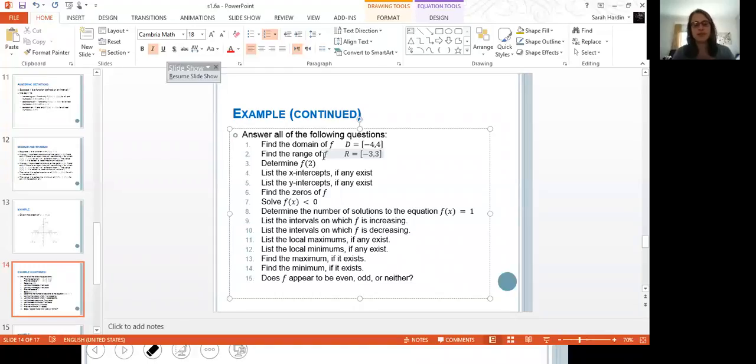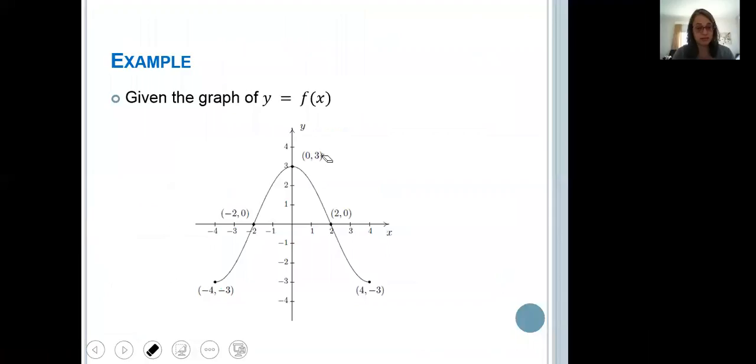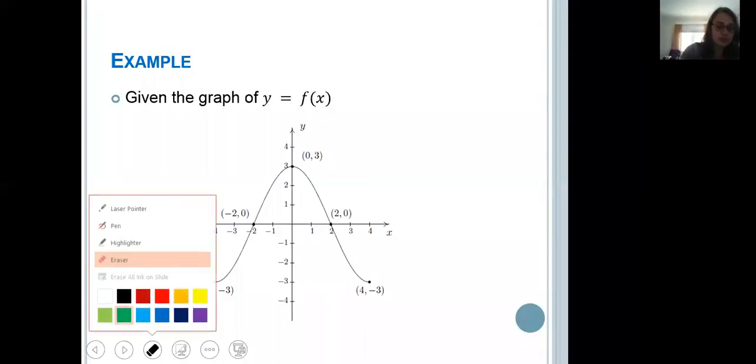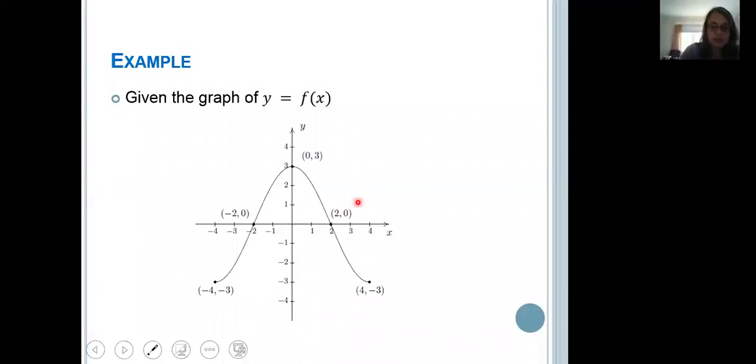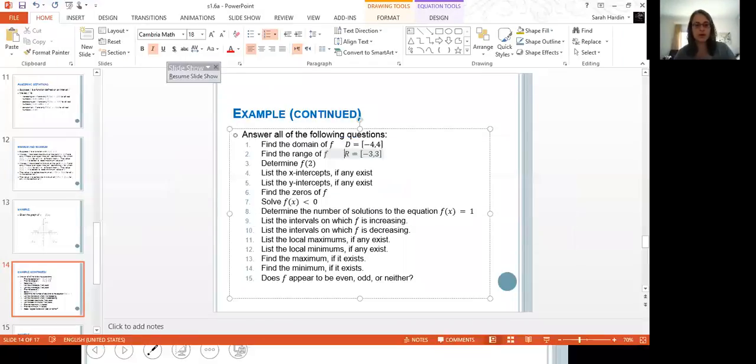All right, f of 2. I don't have an equation for the function, so how do I do that? I look at my graph. Okay? f of 2 means what is y when x equals 2? Which is that point right here. If x is 2, y is 0. So that means f of 2 equals 0. Okay?